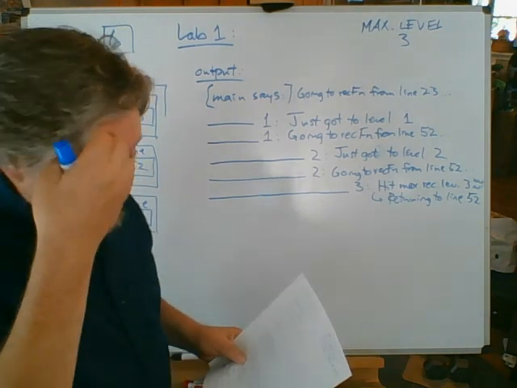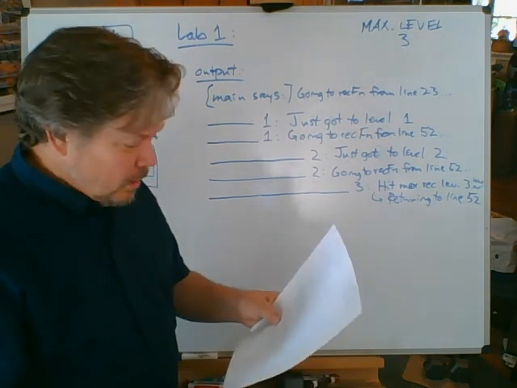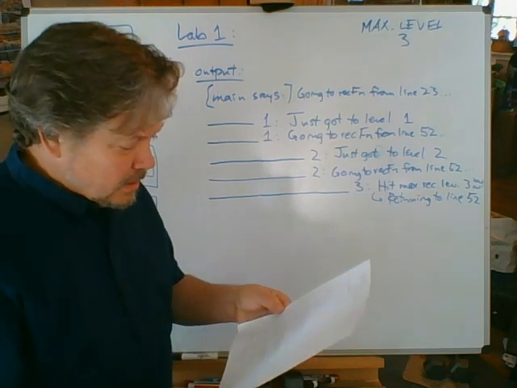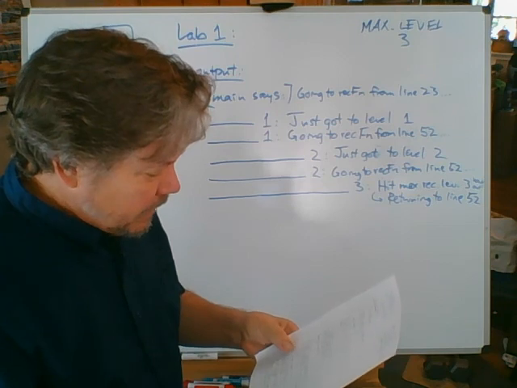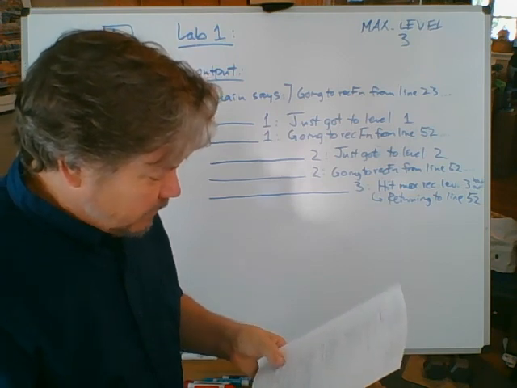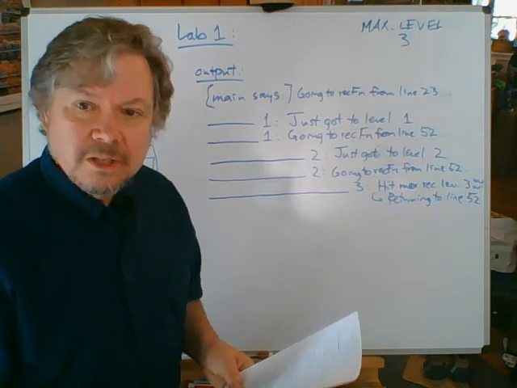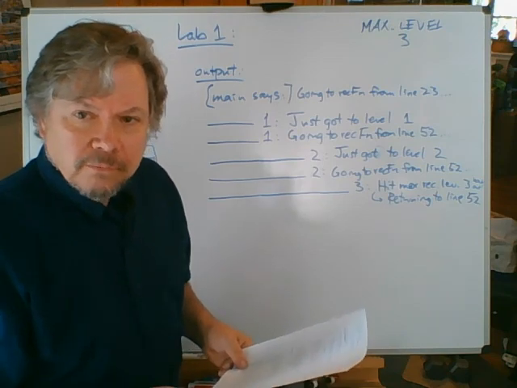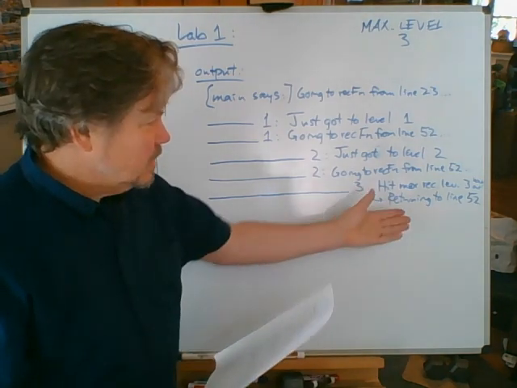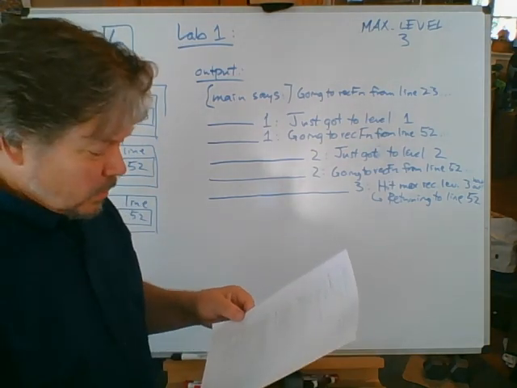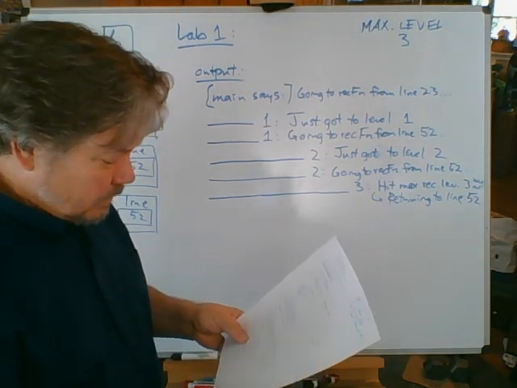Remember, the reason that the system has to keep up with where to go back to is because, let's look at this. There's a call to rec fun on line 23. There is one on line 52. There's one on line 57. It could have come from any of those. So the system's got to keep up with the return address. It needs to know which line to go back to. Here, we're going back to line 52.